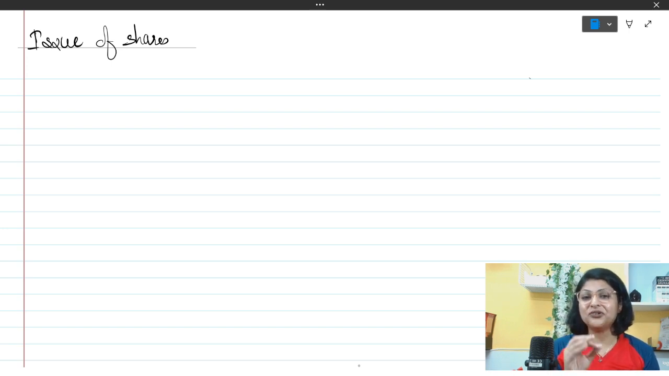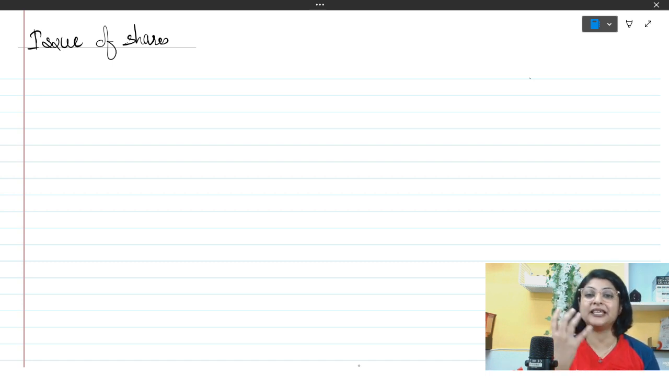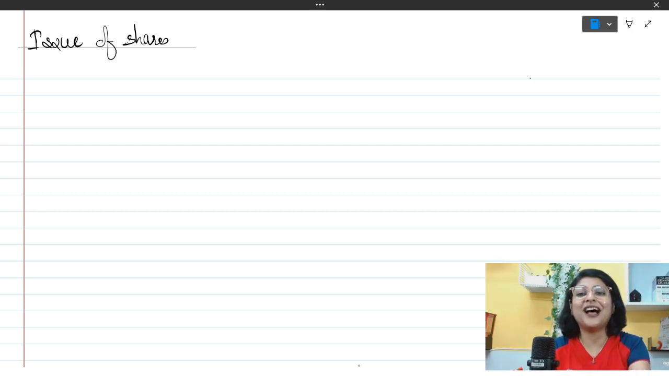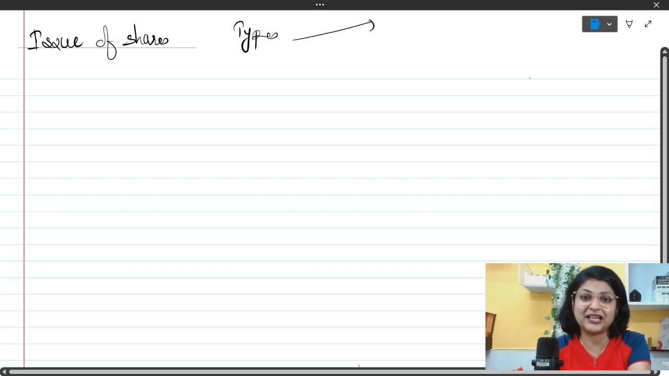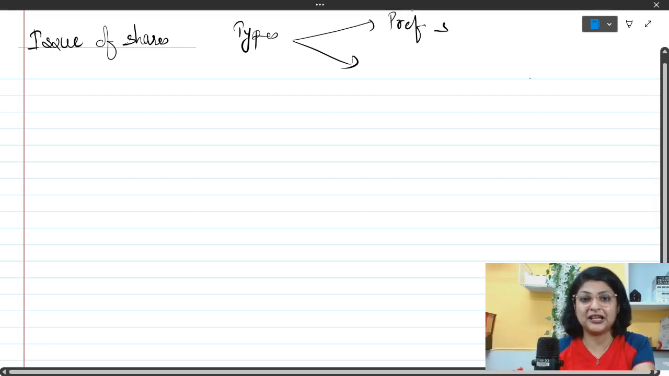So I want all of you to write along with me and pay full attention. The things I am going to teach right now are the basic concepts of this chapter. What are the basic concepts? First of all, understand the meaning of shares. If we talk about types of shares, they are of two types. Number one is preference shares and number two is equity shares.